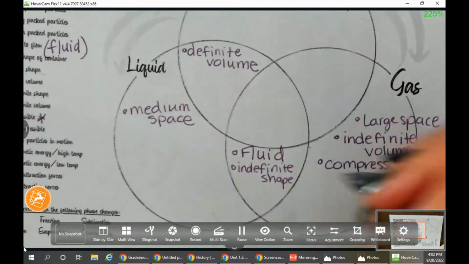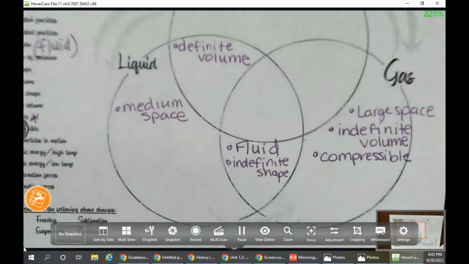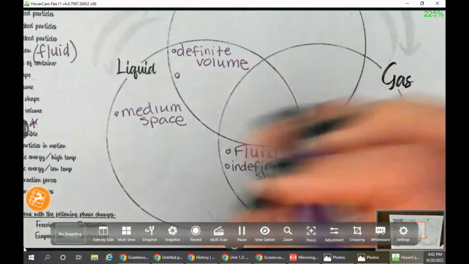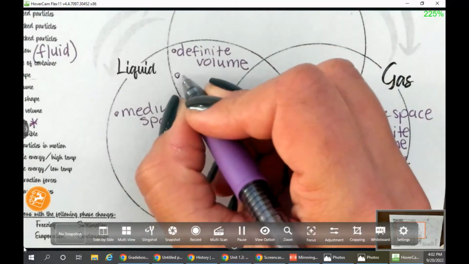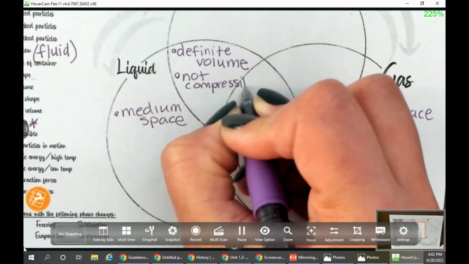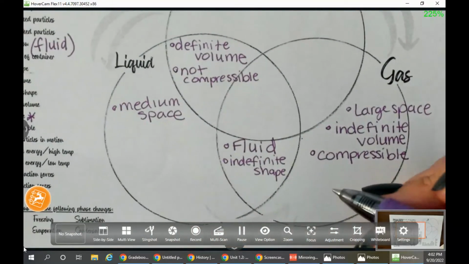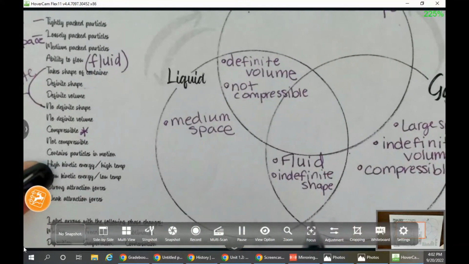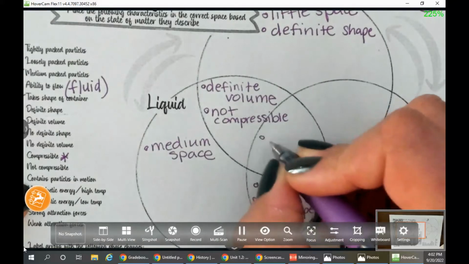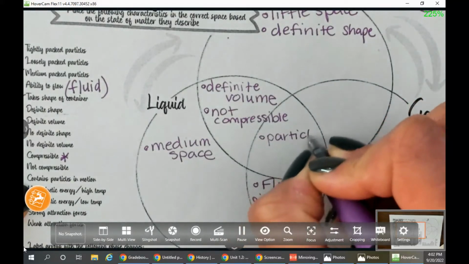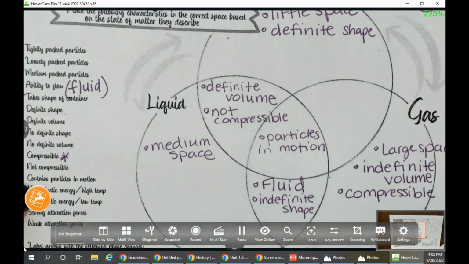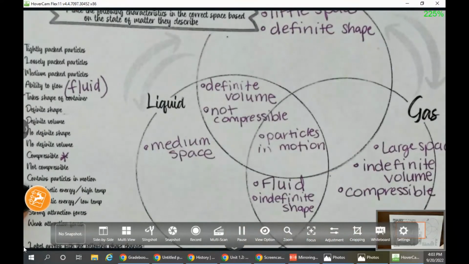All right. Okay. So compressible, not compressible. Who's not compressible? All the other ones, right? So we'll put it in between solid and liquid. All right. Who contains particles in motion? All of them. Good. So I'm just going to put it right in the center. Particles in motion. Okay. Particles in motion.